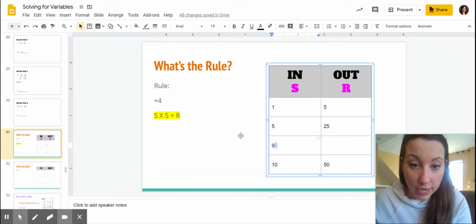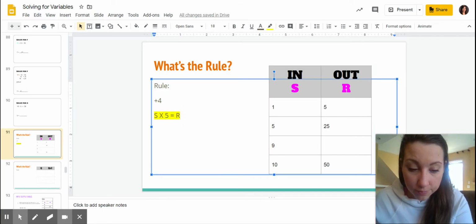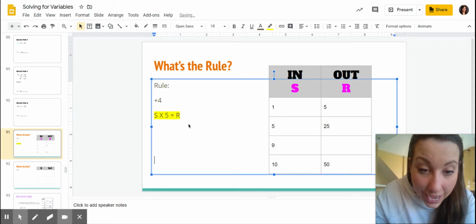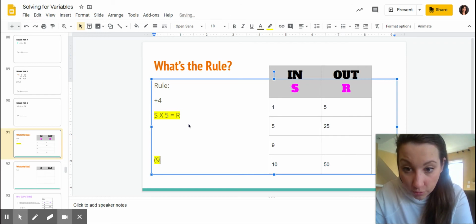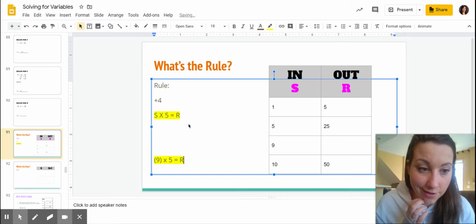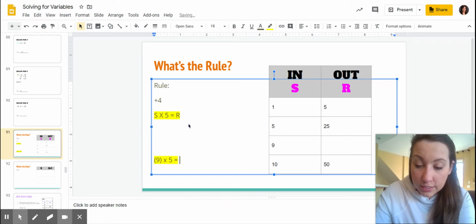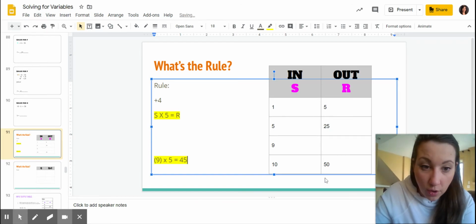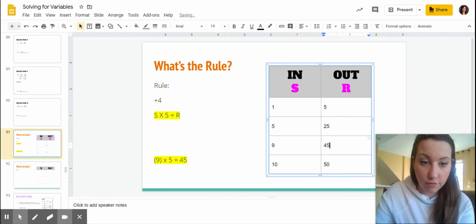Let's try it for 9. In this column, I'm going to put 9 in for S, so 9 times by 5 equals R. 9 times 5 is equal to 45. So I know that this R is equal to 45.